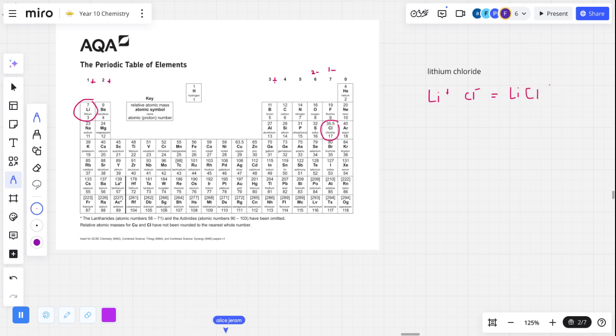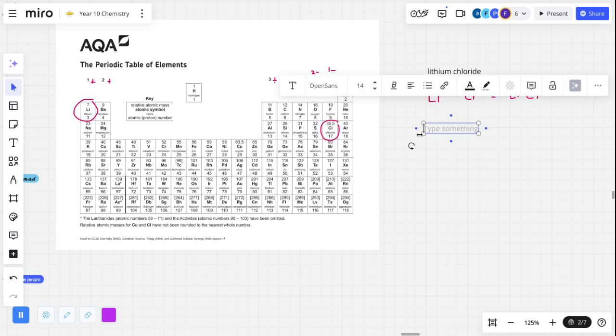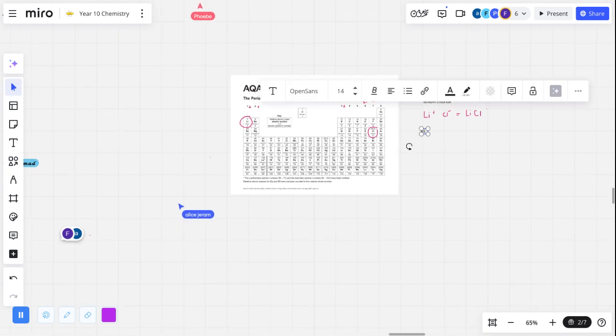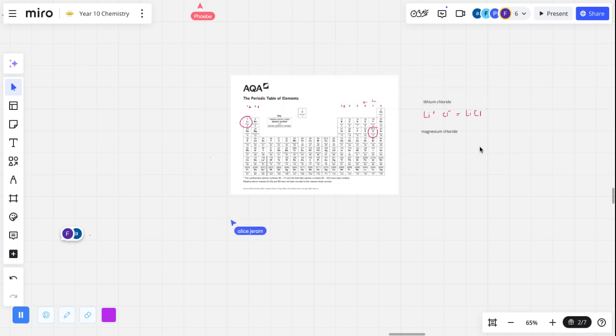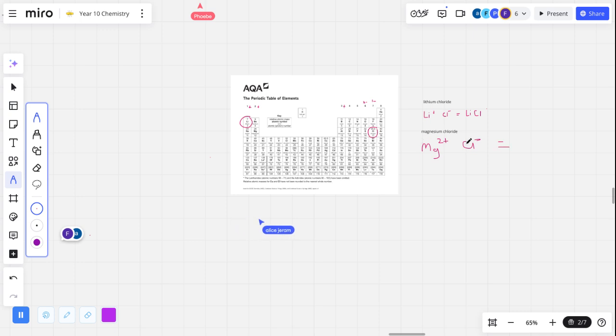Now I'm going to do a slightly tougher one. I'm going to do magnesium chloride. Now magnesium is group 2, that's Mg, because it's group 2, 2 plus. Chlorine again is Cl minus. Now, that's 2 plus and 1 minus, which doesn't equal 0.